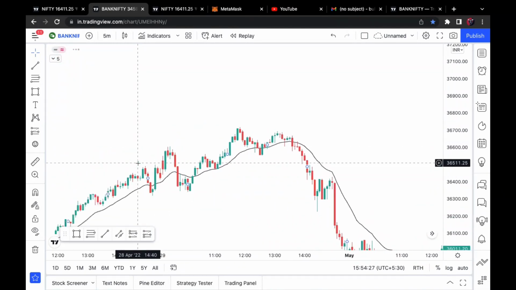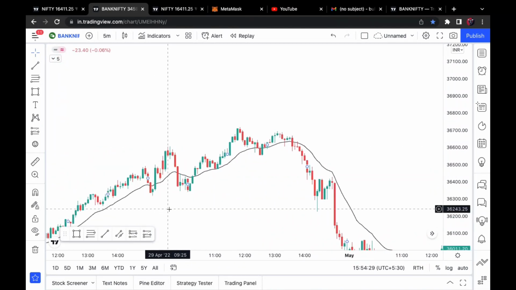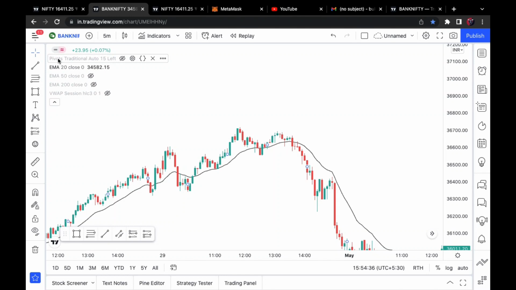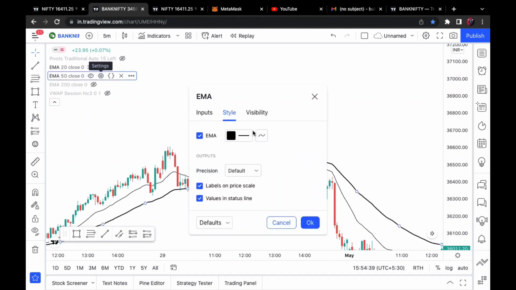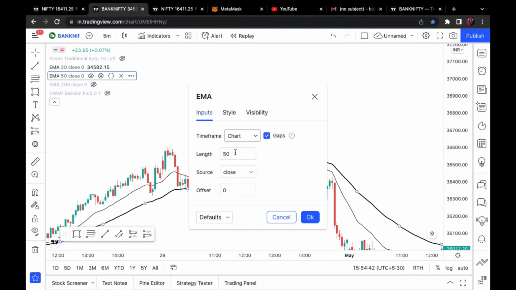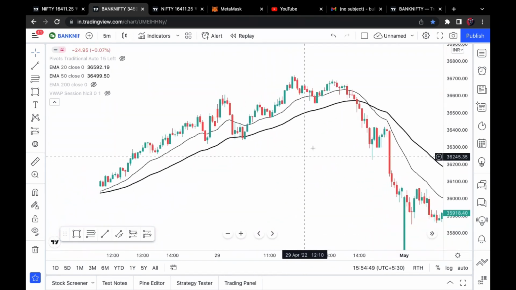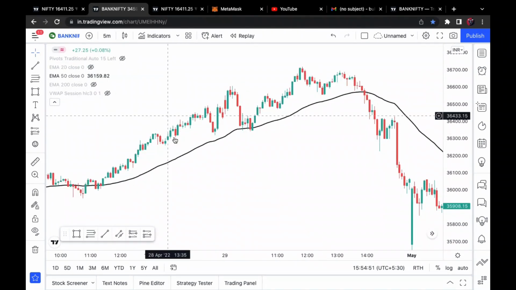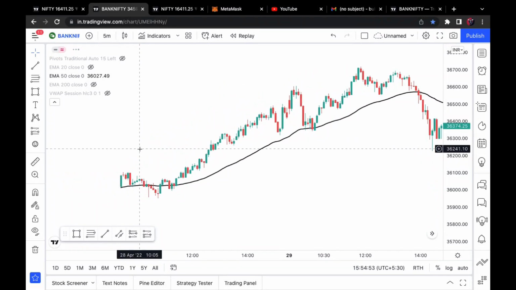You can see how this EMA works. It works in all time frames, whether you are using 5 minutes, 15 minutes, 1 hour or one day. The second EMA is the 50 moving average. You need to come into settings and change 9 into 50. This is the average of 50 candles, and this is also a very important indicator.